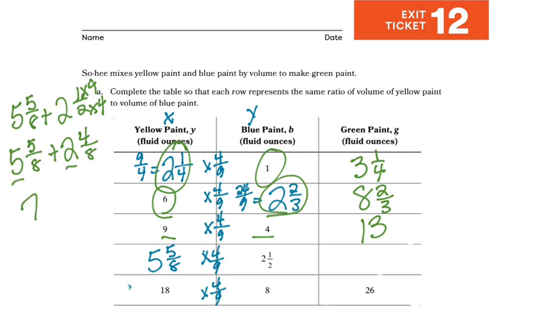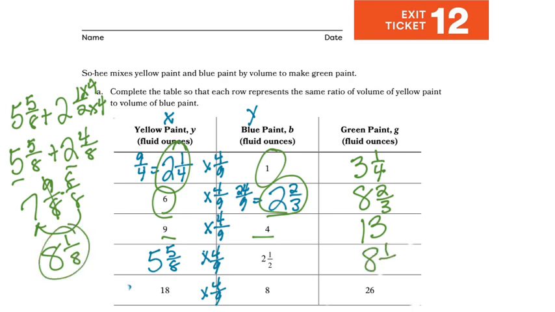5 8ths plus 4 8ths will give me 9 8ths, which means I can then take a whole out of that, 8 8ths, and give it to the 7. So that's going to be 8. 9 8ths minus 8 8ths is going to leave me with 1/8. So that's going to be 8 1/8. And then our table is completed. Now we're going to have to use that table to come up with an equation.